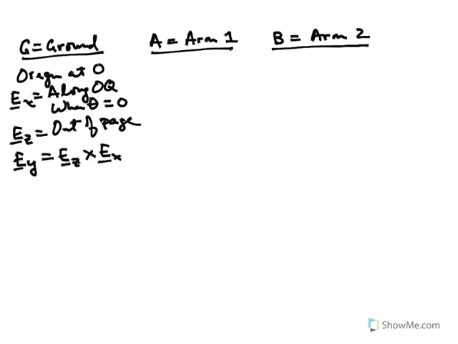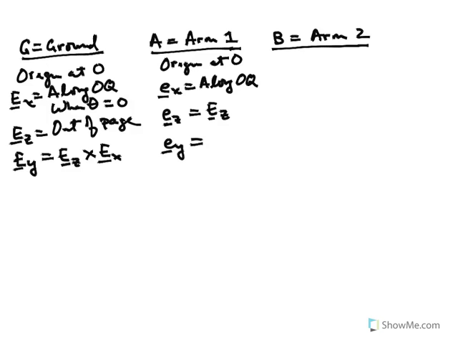The second reference frame is the arm, the first arm, and the origin of the coordinate system for the first arm is also going to be at O. I'm going to put little ex along OQ. Little ez is going to equal big EZ, and then little ey is going to equal little ez crossed with little ex.